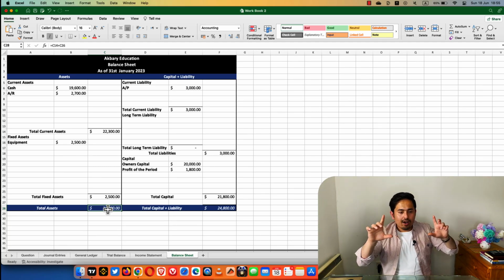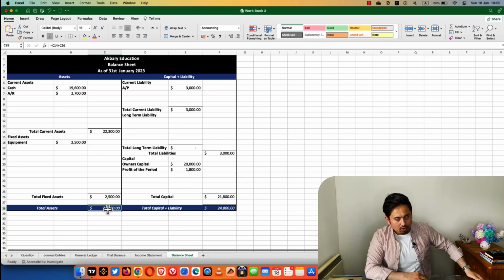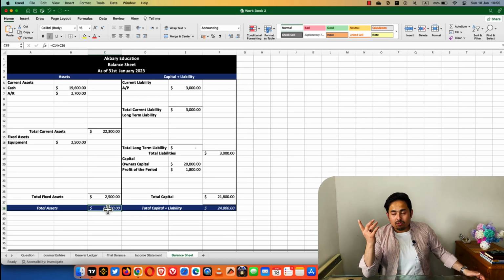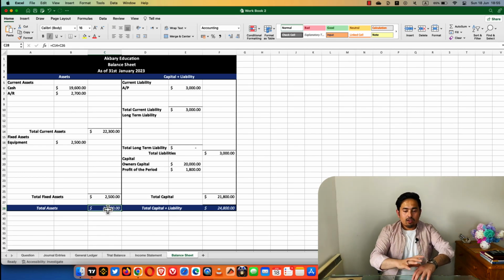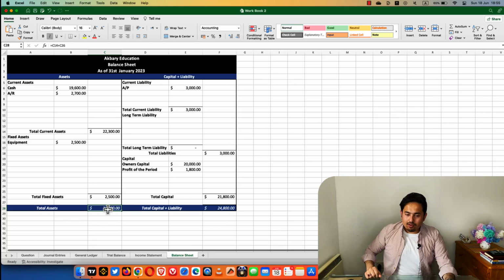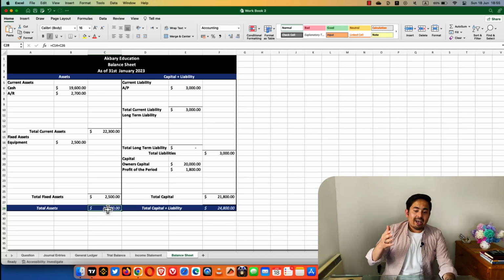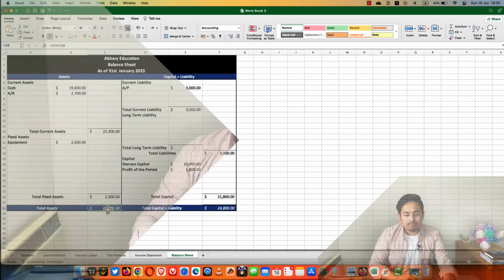Okay, you have $19,600 as cash in your bank account or in your safe. That's a picture of that period, not the incoming and outgoing, not the inflow and outflow of the cash or anything else. That's only a picture at the end of the period. That's why we call it as at or as of 31st January 2023.